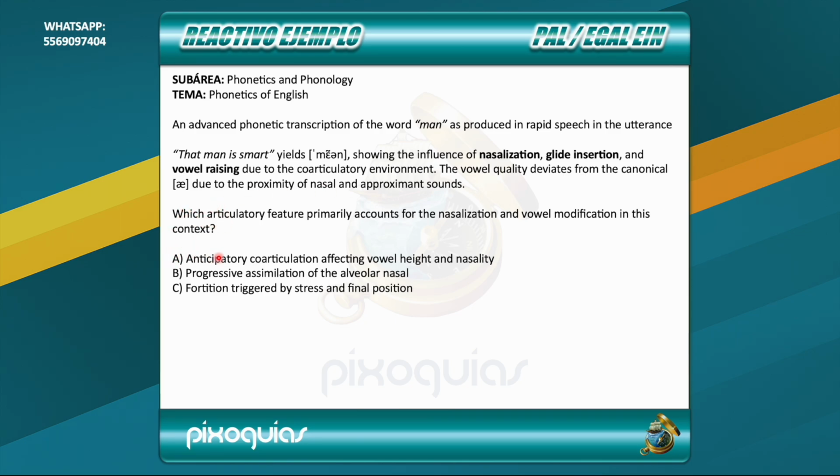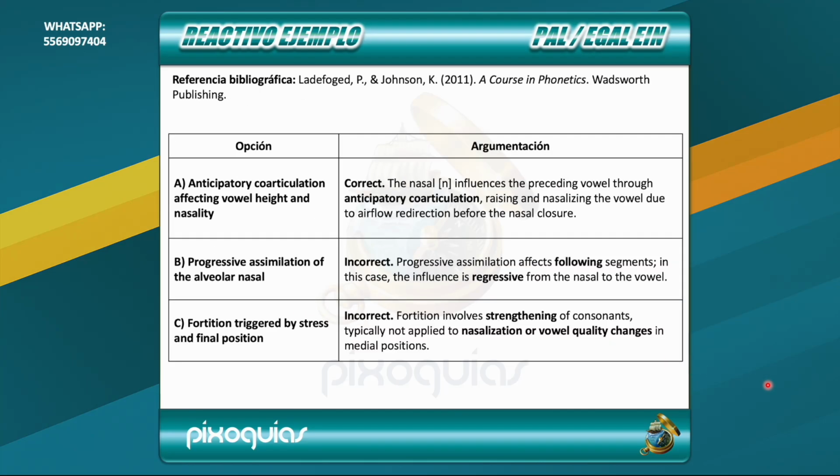A. Anticipatory coarticulation affecting vowel height and nasality. B. Progressive assimilation of the alveolar nasal. Or C. Fortition triggered by stress and final position. Correct answer is A. Anticipatory coarticulation affecting vowel height and nasality. Nasal N influences the preceding vowel through anticipatory coarticulation, raising a nasalized vowel due to the airflow redirection before the nasal closure. B and C are incorrect.